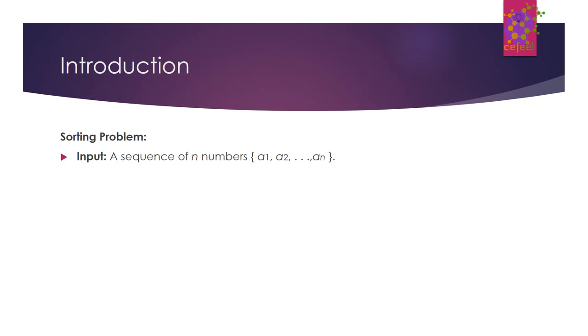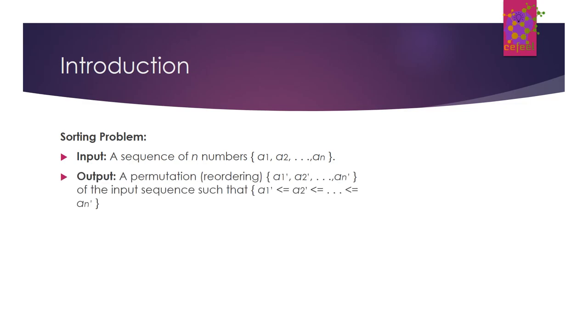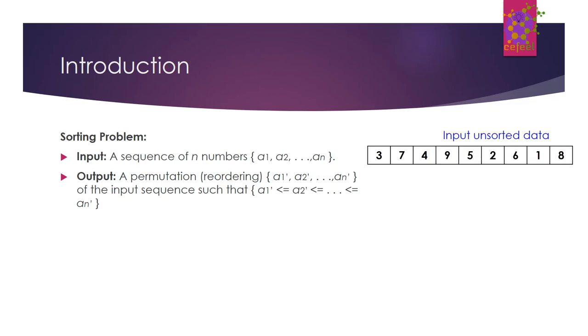So the input to the sorting problem is essentially a sequence of n numbers, a1 to an, which are given to us, let's say in an array. And the output of the sorting problem is a permutation or reordering of those n numbers in such a way that we have an ascending sequence, which means a1 is less than a2, a2 is less than a3, and so on, an-1 is less than or equal to an. So in a way we are ordering the numbers in ascending order.